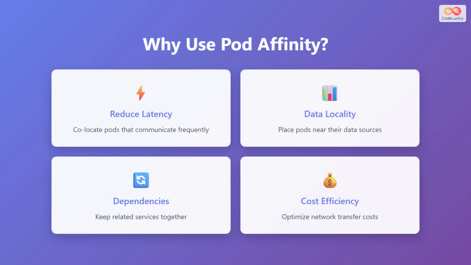There are several compelling reasons to use Pod Affinity. First, it reduces latency by co-locating pods that communicate frequently, minimizing network hops. Second, it improves data locality by placing pods near their data sources. Third, it helps manage dependencies by keeping related services together. And finally, it provides cost efficiency by optimizing network transfer costs within your cluster.